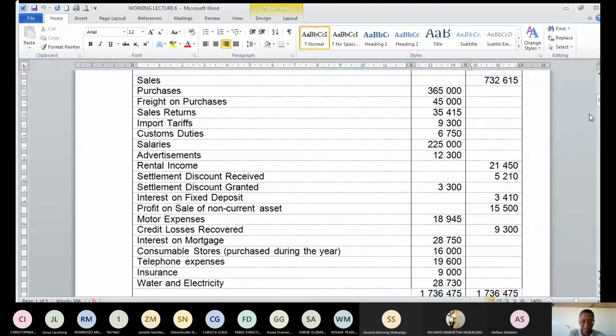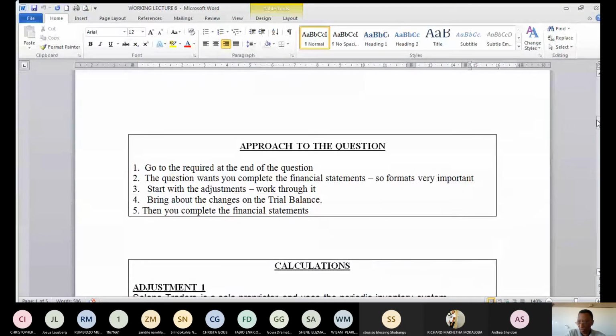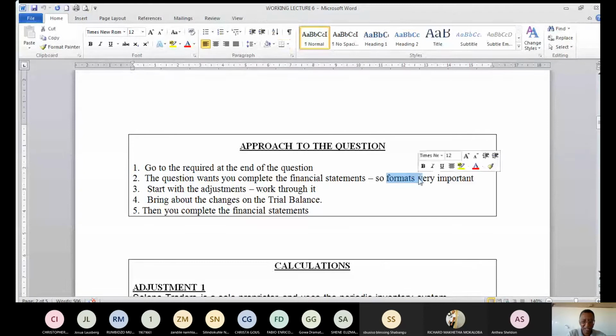Your approach is the following. You go to your required at the end of the question to see what you are supposed to do. The question wants you to complete the financial statements, so you know that the format is very important.